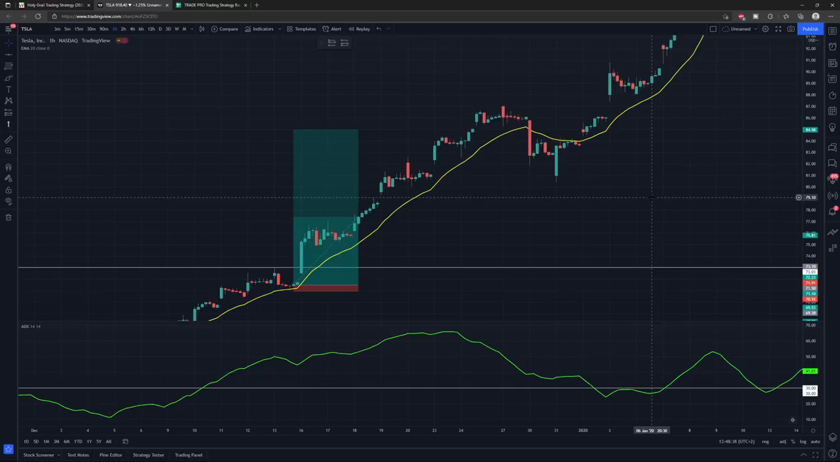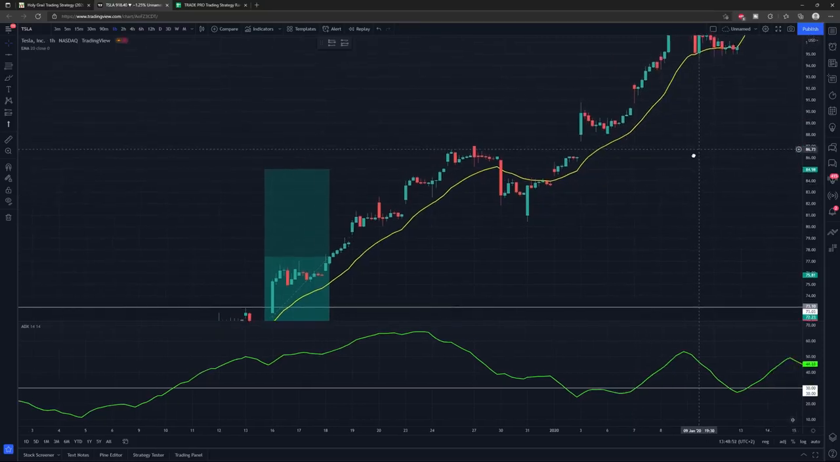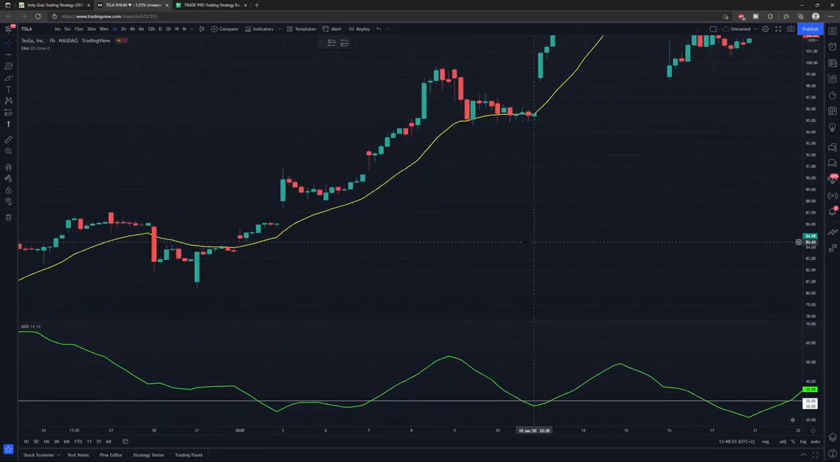All right, so now I'm going to go through a few more examples, including some short trade setups, so you guys can get a better understanding of the strategy. I'm also going to cover some more important rules that I haven't gone over yet with this strategy. So let's just find the next trade setup here.